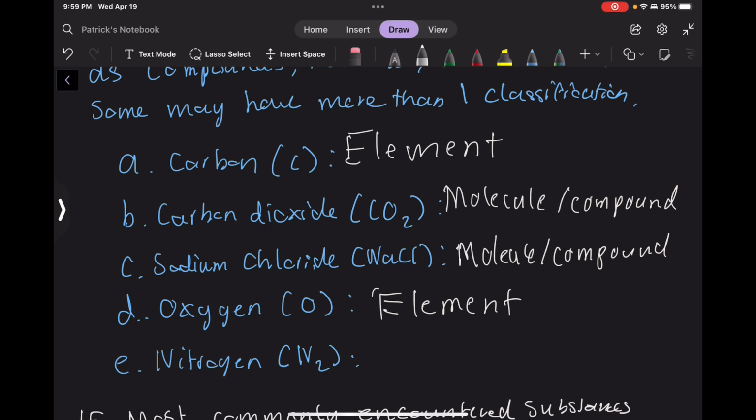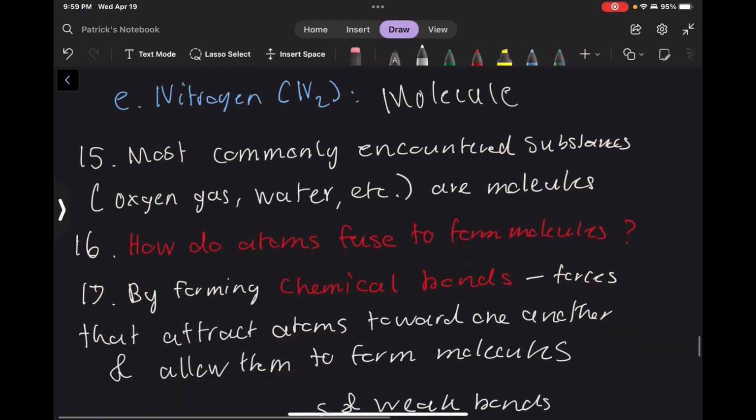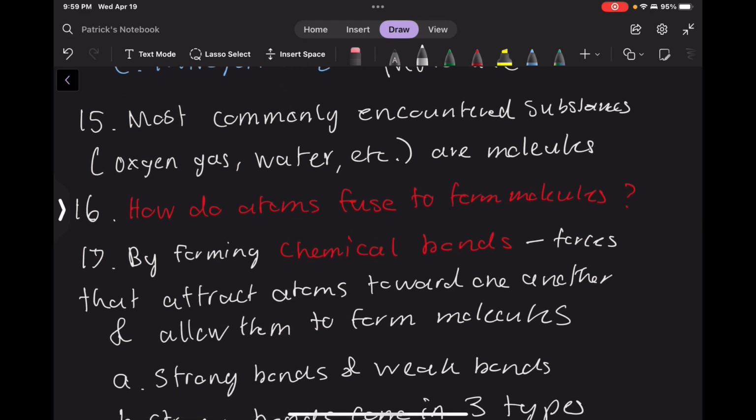How would we classify this? N2 is a molecule, but not a compound. 2 nitrogen atoms are involved here, which meets the criterion for a molecule, but there is only 1 element involved, so this is not a compound. Remember, all compounds are molecules, but not all molecules are compounds. It's also important to mention that most of the commonly encountered substances in everyday life, such as oxygen gas, water, etc., are going to be molecules, not elements.